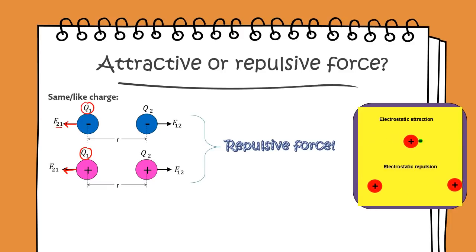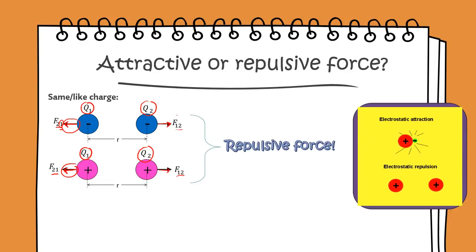F21 means F of 2 on charge Q1. On charge Q1 means that we will sketch the direction of force on charge Q1. While for the charge Q2, the direction of the repulsive force is to the right, and we will label it as F12.